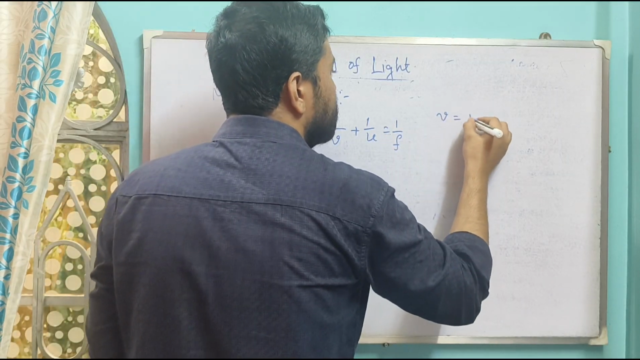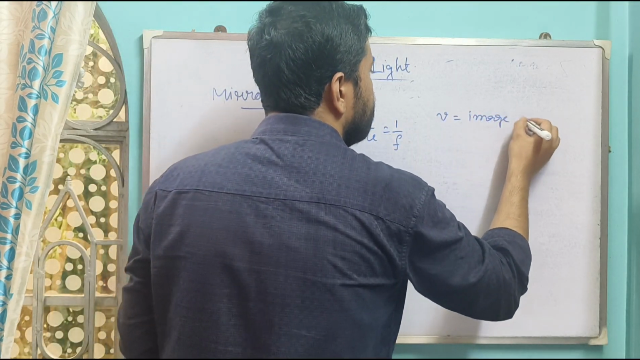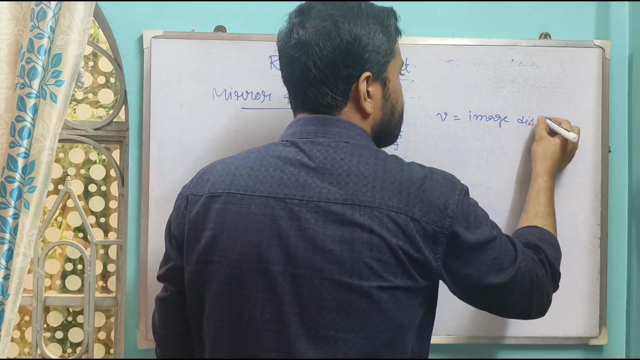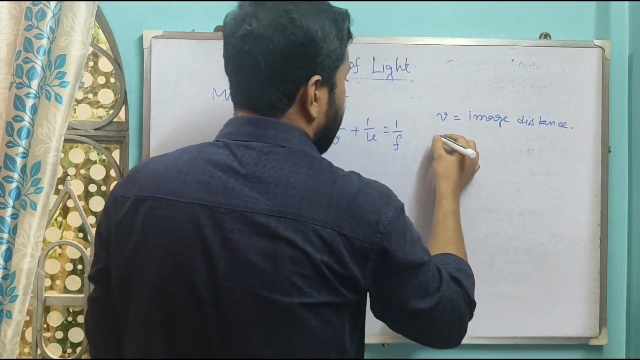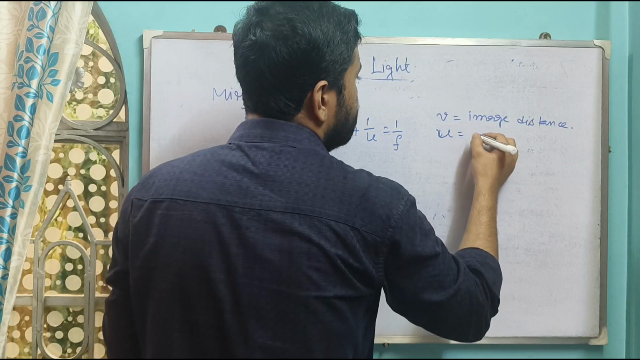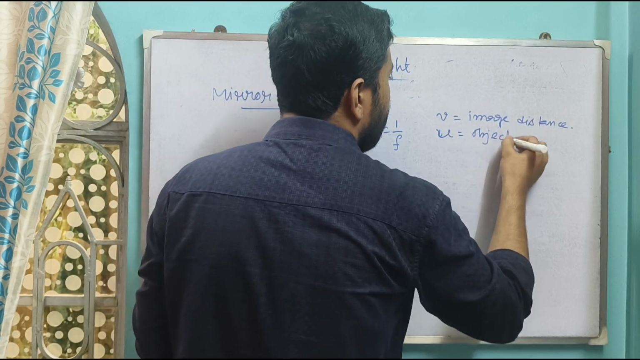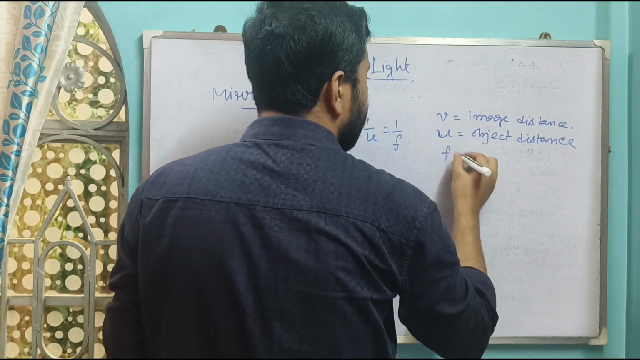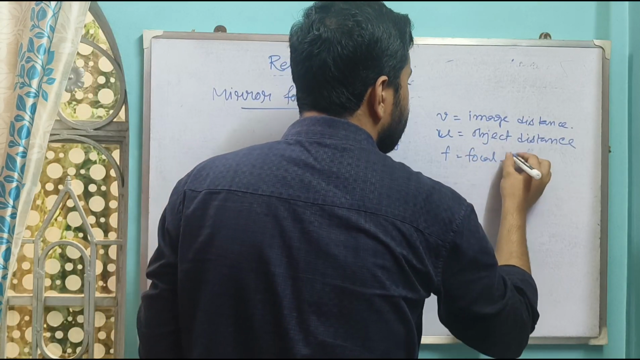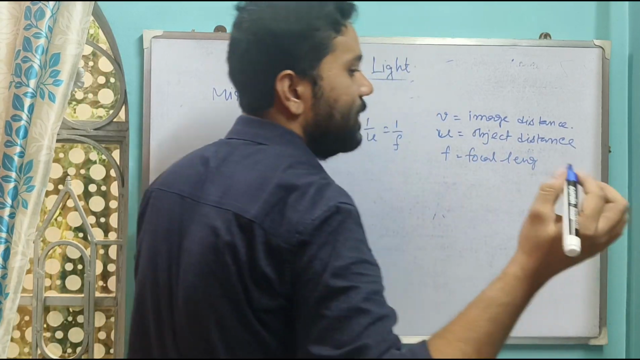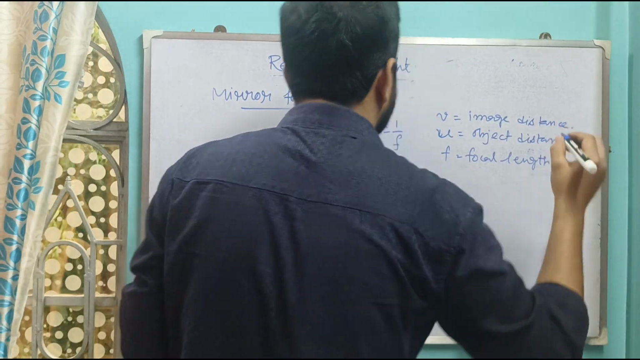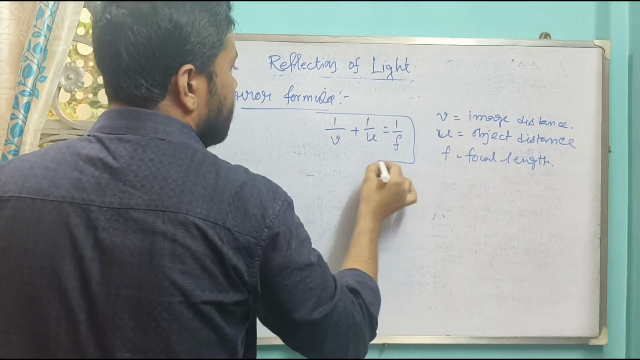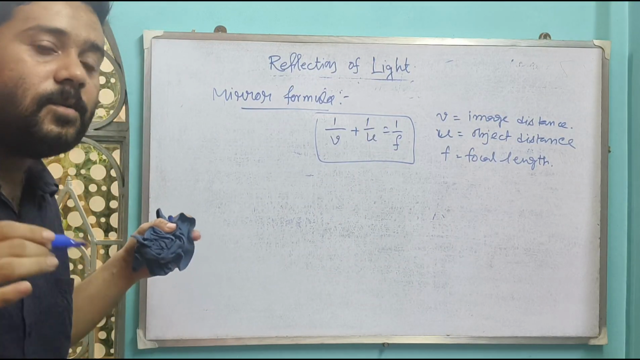What is this? v is the image distance. It means the position of the image, the distance of the image from the pole. And u, what is u? u is the object distance. And what is f? f is the focal length, that is the distance between the pole and the focus, which you have already studied. So 1 by v plus 1 by u equals 1 by f, we got the formula. This is the important relation.